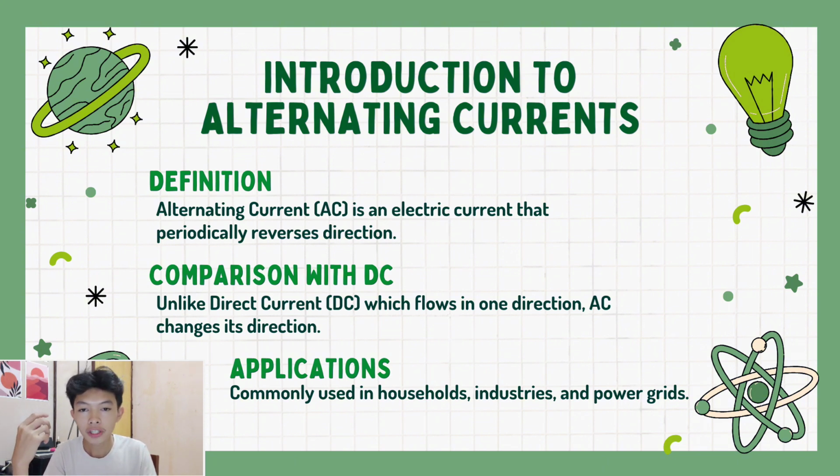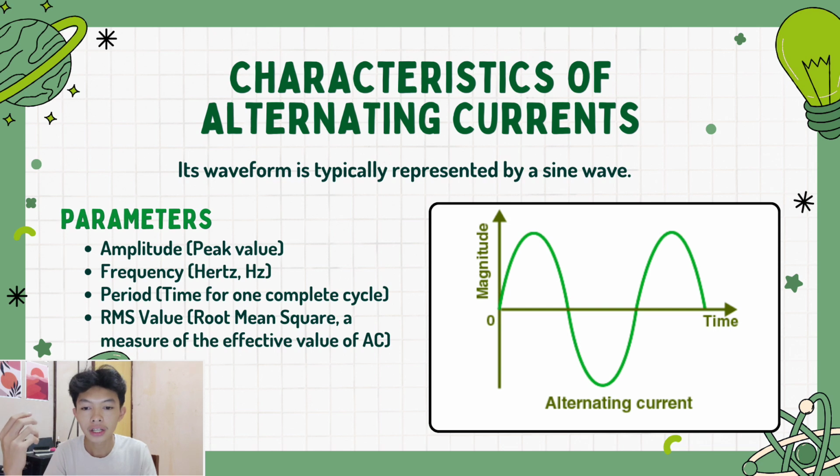Next, let's talk about the characteristics of alternating currents. Its waveform is typically represented by a sine wave. As you can see in the diagram, it looks like an ocean wave on a graph. So that is alternating current. AC electricity looks like a wave, and there are some important parts of the wave, so we have important parameters to remember.